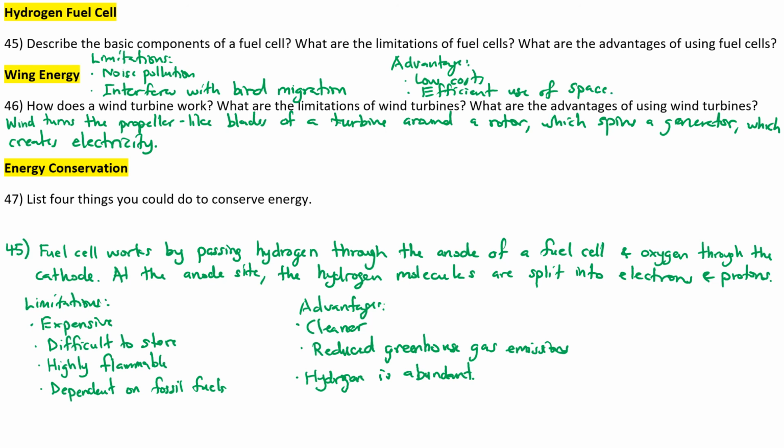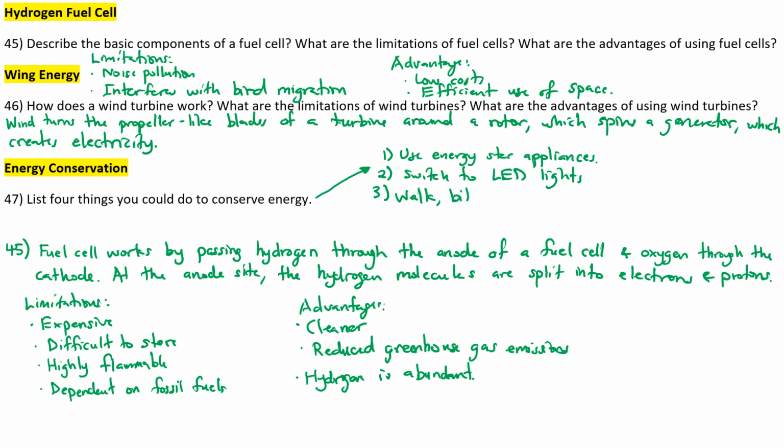And then 47 lists 4 things you could do to conserve energy. So I'm going to start off right here with number 1. Use Energy Star appliances. Number 2, switch to LED lights. Number 3, walk, bike, carpool. Number 4, double paned windows.